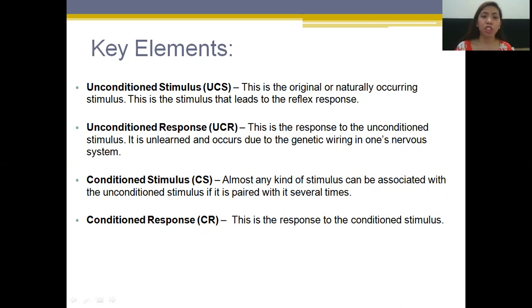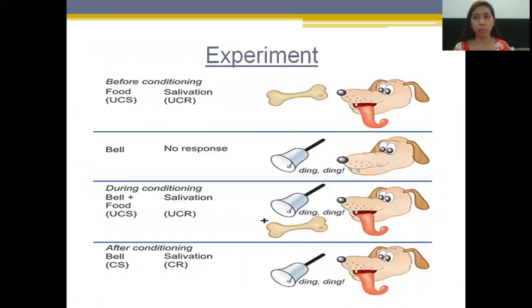Then we have the conditioned stimulus. Almost any kind of stimulus can be associated with the unconditioned stimulus if it is paired with it several times. And then we have the conditioned response. This is the response to the conditioned stimulus. It is not usually quite as strong as the unconditioned response. However, it is essentially the same response.